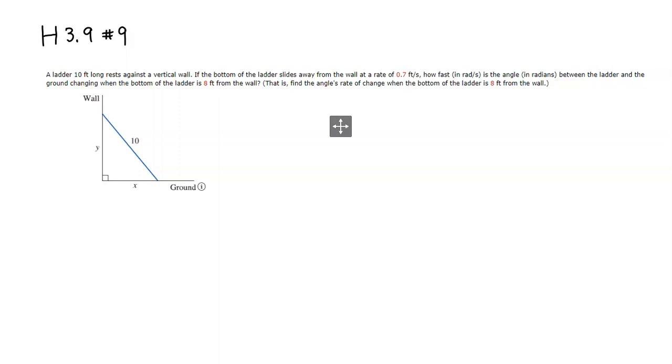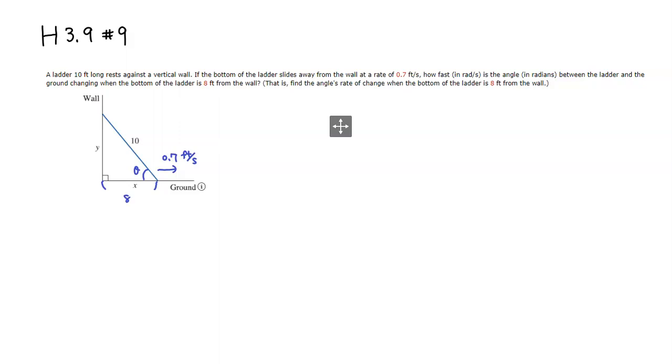And then the bottom of the ladder slides away at the rate of 0.7 feet per second. So this is moving away that way, 0.7 feet per second. And how fast in radians is the angle between the ladder and the ground changing? So here's the angle, I'm going to give it a theta there, when the bottom of the ladder is 8 feet from the wall. So here, this is 8 at this moment.